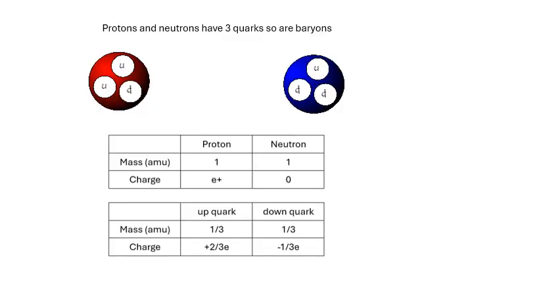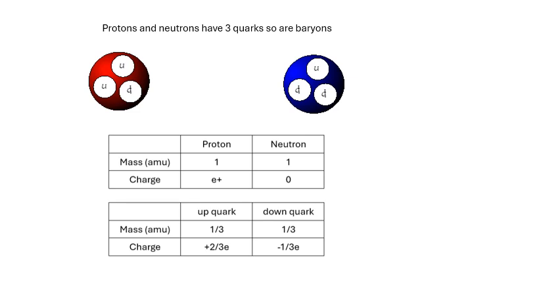So protons and neutrons, they've got 3 quarks, so they are baryons. Yeah, baryons have got 3 quarks. Remember, a proton is up, up, down. A neutron is up, down, down. They're made of up and down quarks, okay? These up and down quarks have a mass of a third of an atomic mass unit. An atomic mass unit is basically the mass of a proton. Yeah, think of it, that will do for the moment. The mass of a proton. So they're a mass of a third, there's 3 of them, so 3/3 is 1.